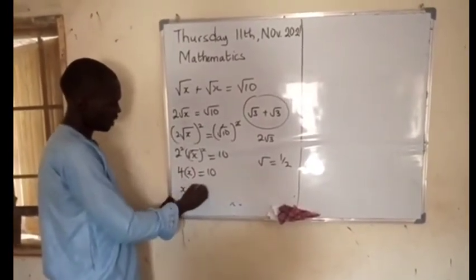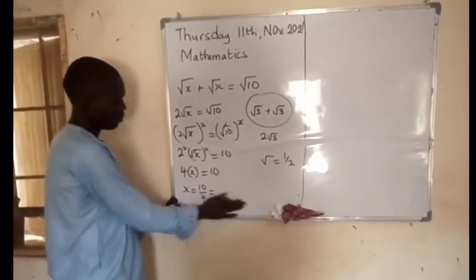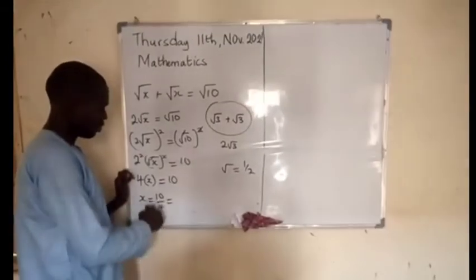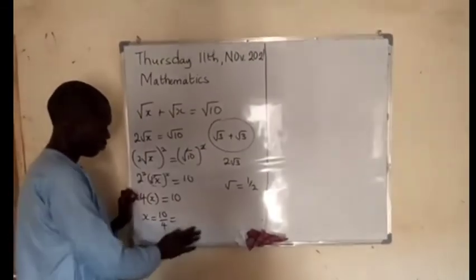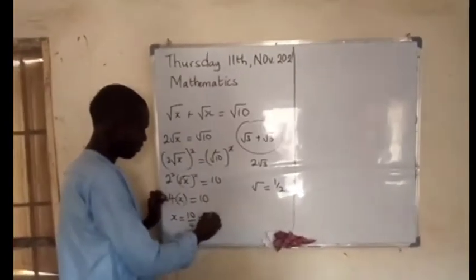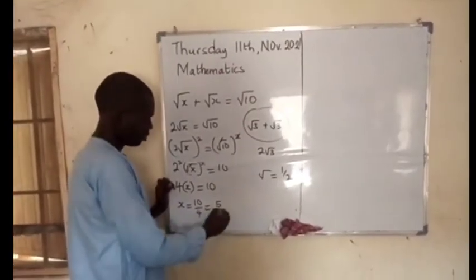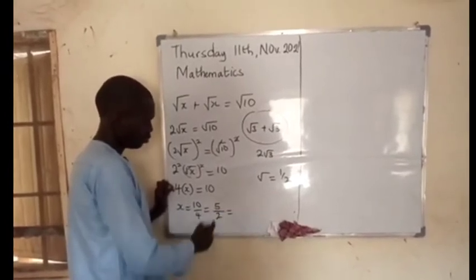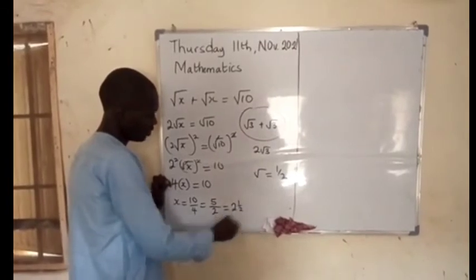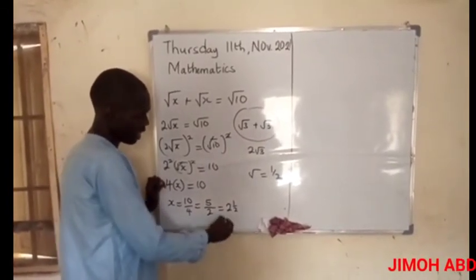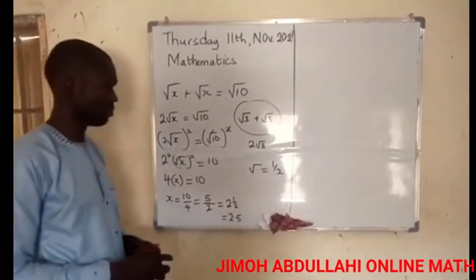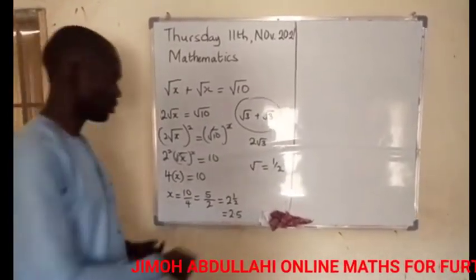You are going to have 10 over 4. So when you divide 10 by 4, 4 cannot go into 10 evenly, but 2 can go. 2 goes in 10 5 times. 2 goes in 4 2 times. 2 goes in 5 2 times, remainder half. So the answer is 2.5 if you want to put it in decimal, isn't it? That's the second solution.